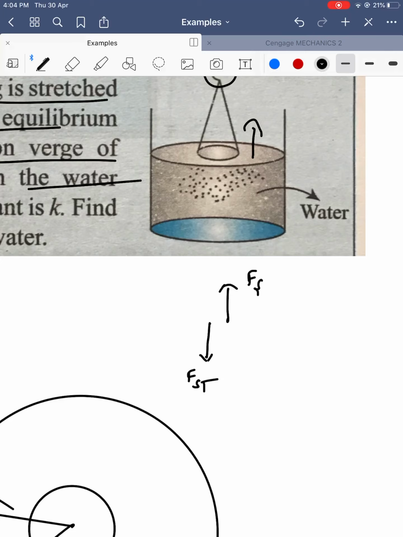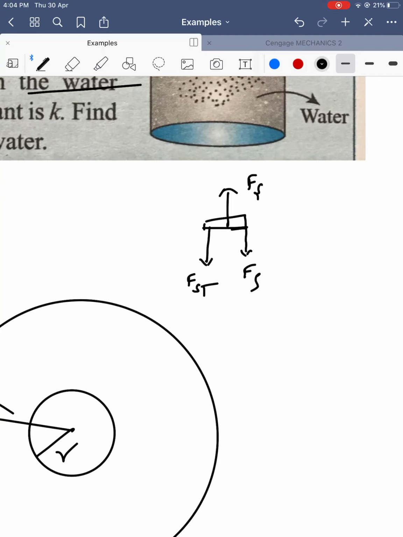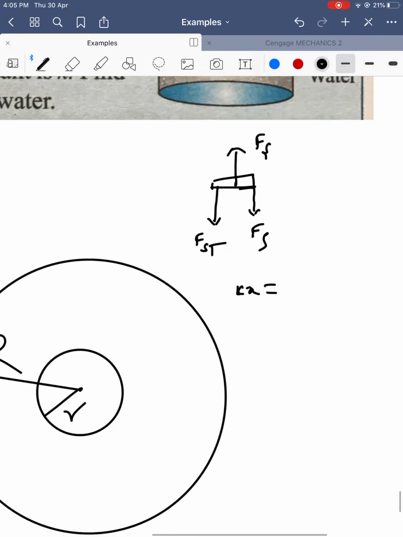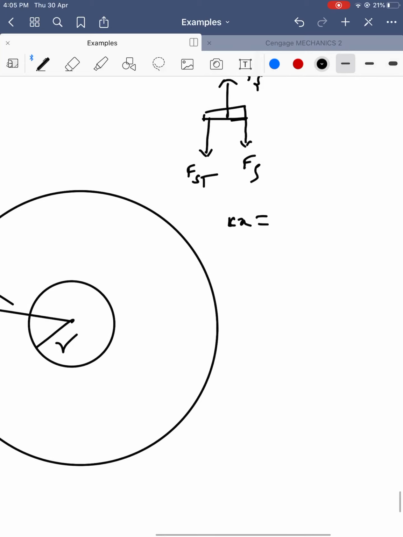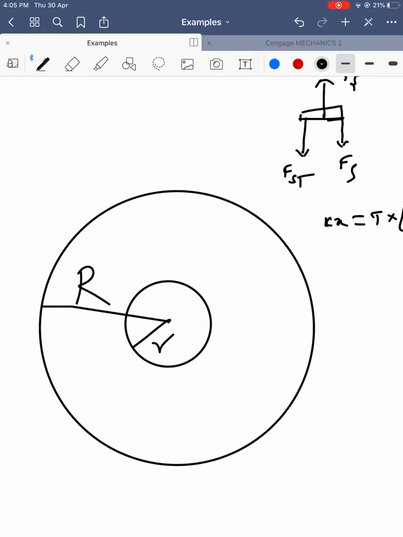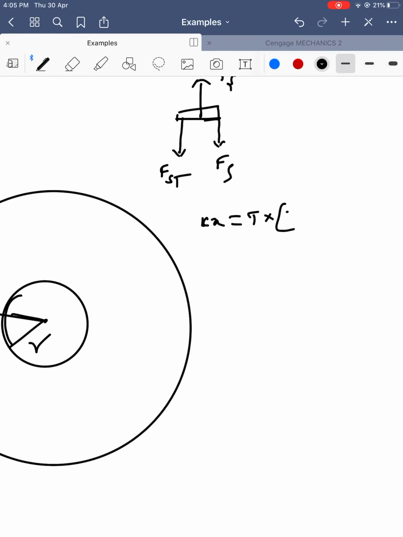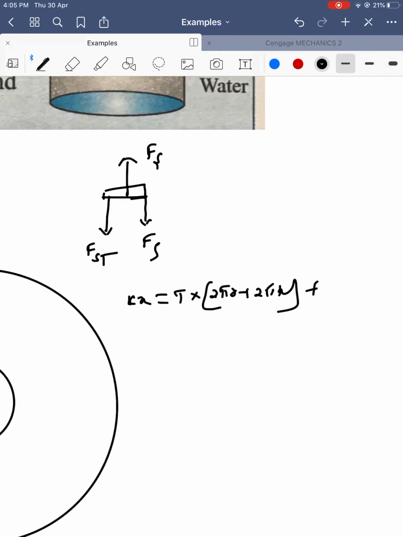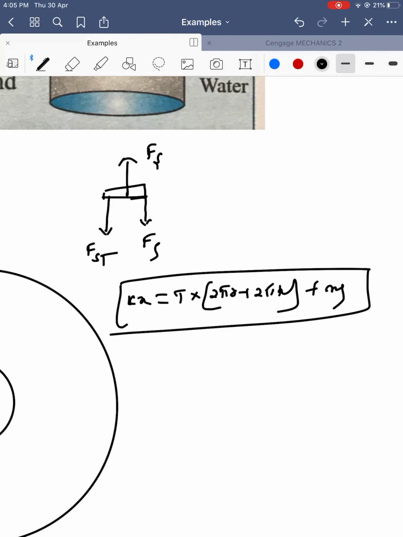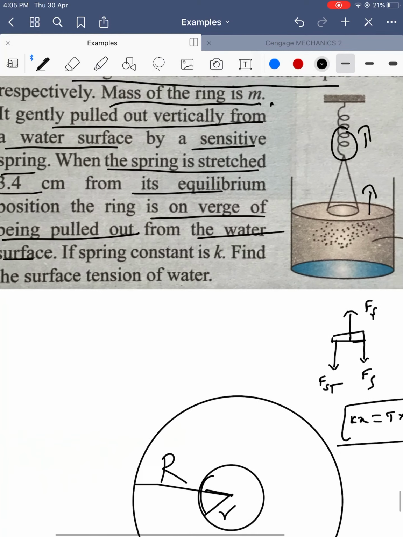St is the surface tension, and there is one more force, the gravitational force Fg. On the verge of moving, upward force is equal to downward force. The spring force is k into x. K into x is equal to the surface tension force plus the weight. What is the surface tension force? T into the area, 2 pi small r plus 2 pi capital R, plus m into g. Upward force is equal to downward force.